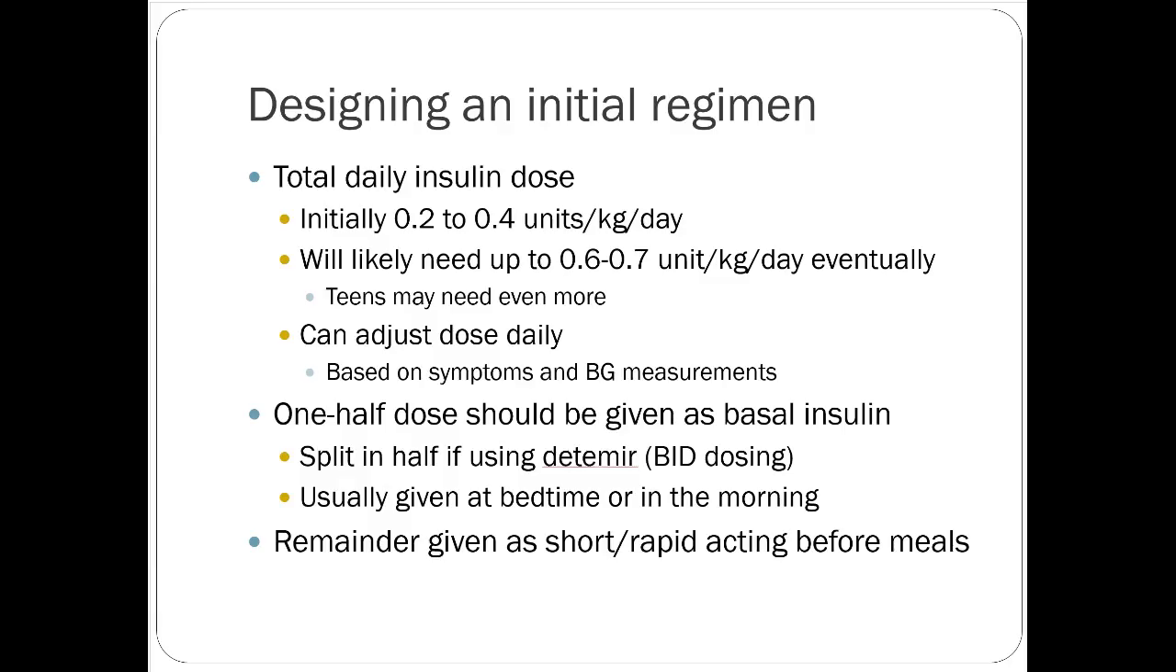Initial regimens. Your total daily insulin dose is usually going to be weight-based. Now this is just a recommendation, so this isn't an absolute, so don't think that there aren't other ways to do it, but this is kind of a standard way you'd look at it. Initially you're looking at 0.2 to 0.4 units per kilo per day total daily insulin dose. If you have a teenager you're dosing who's maybe an early onset patient, they might need a little bit more eventually. However, you're usually still going to start with that same initial dose. You just might ramp them up higher.